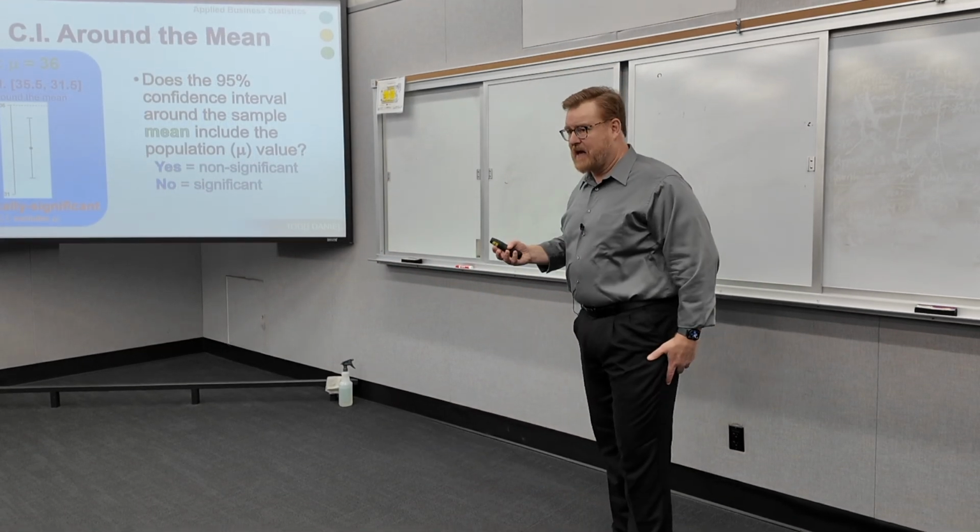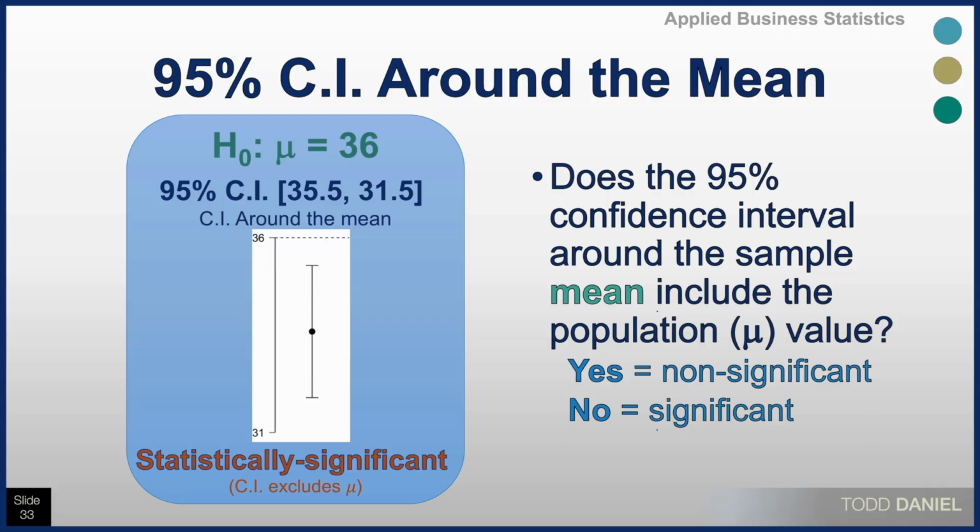Let me show you what this would look like. In this example, I have a 95% confidence interval around the mean. So this is the actual value of the mean. We are using a null hypothesis that the mean is 36. Our 95% confidence interval runs from 35.5 to 31.5. Notice that that error bar does not capture the mean of 36.